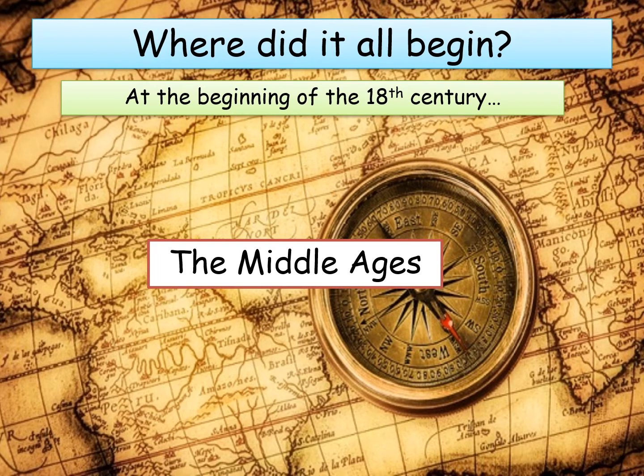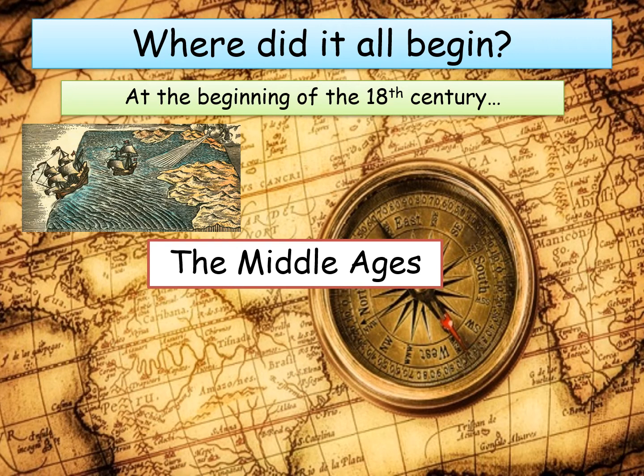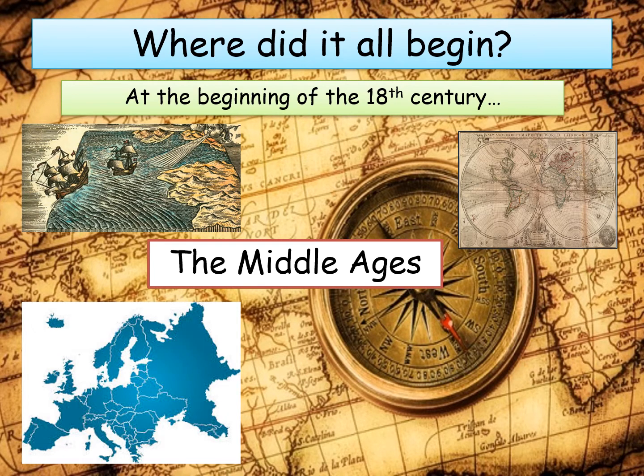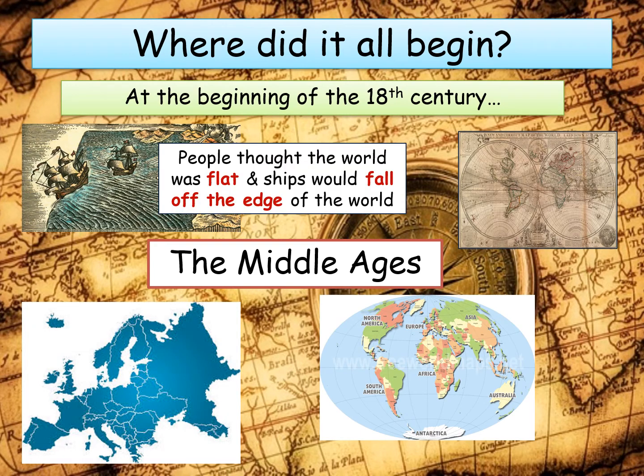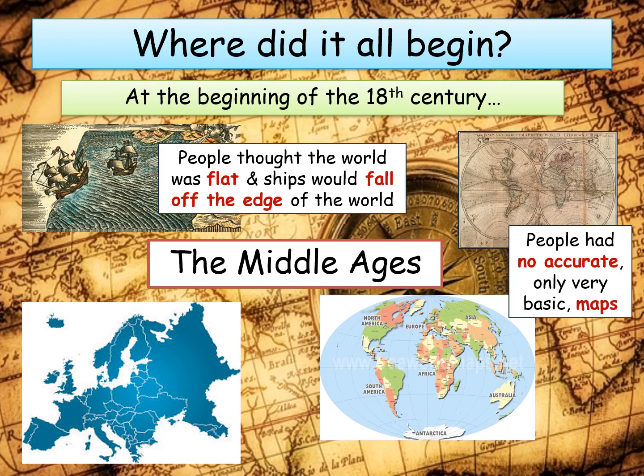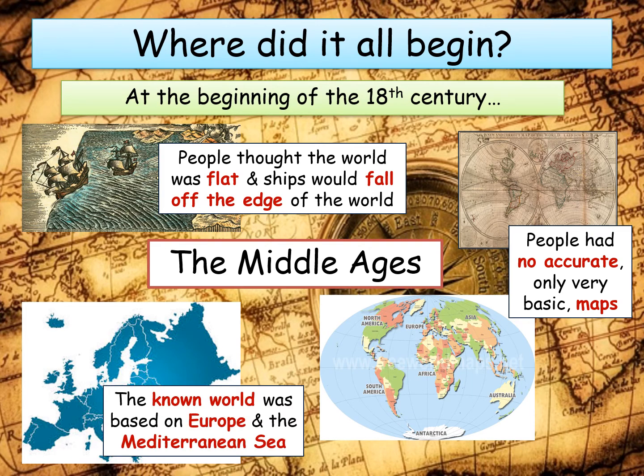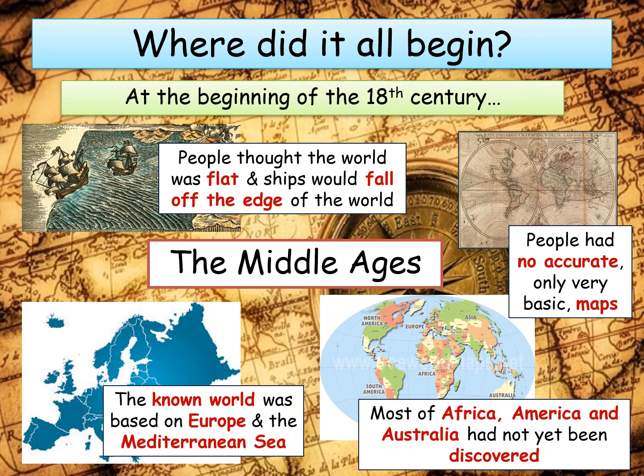So where did it all begin? At the beginning of the 18th century, which is kind of the Middle Ages period, that's where we are talking about the slave trade really starting. People generally thought that the world was flat at this point in time and that ships would fall off the edge of the world if they sailed too far round. People had no accurate, only really very basic maps at this point in time, and the known world was based on Europe and the Mediterranean Sea regions. Most of Africa, America and Australia had actually not been discovered yet at this point in time.